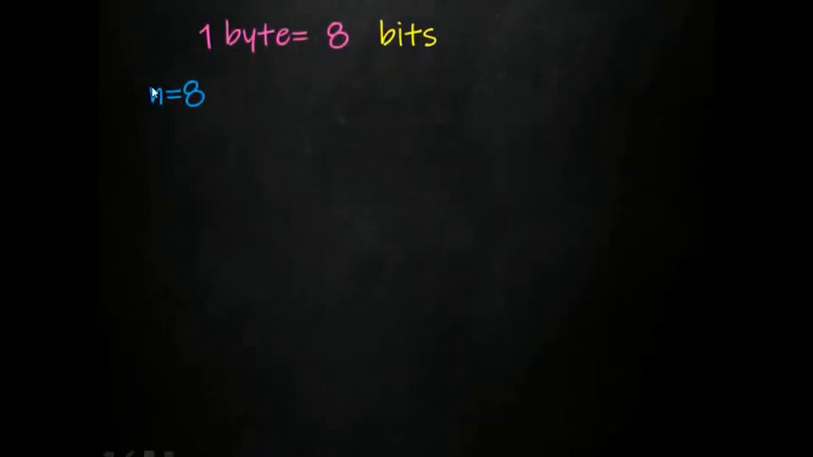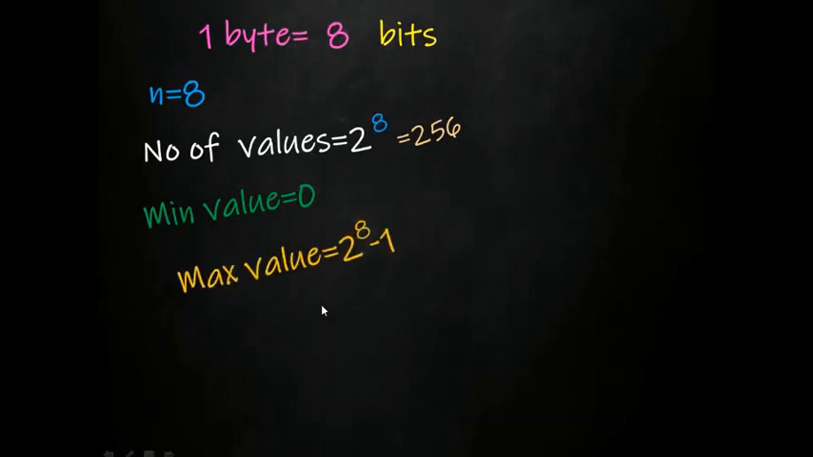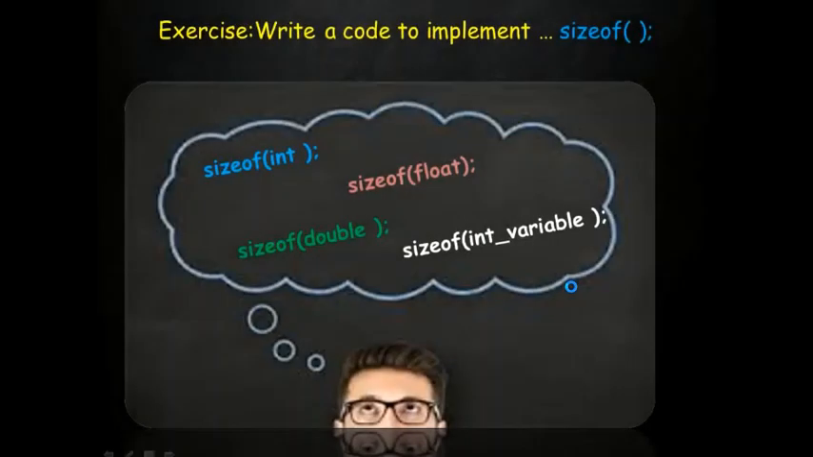So when n is 8 now, number of values is equal to 2 raised to 8, so 256. So 1 byte, that is 8 bits, consists of 256 values. Min value is 0, max value is 2 raised to 8 minus 1, 255. Therefore, I say that range of character is from 0 to 255 because it has 8 bits and 8 bits can hold a maximum of 256 values.